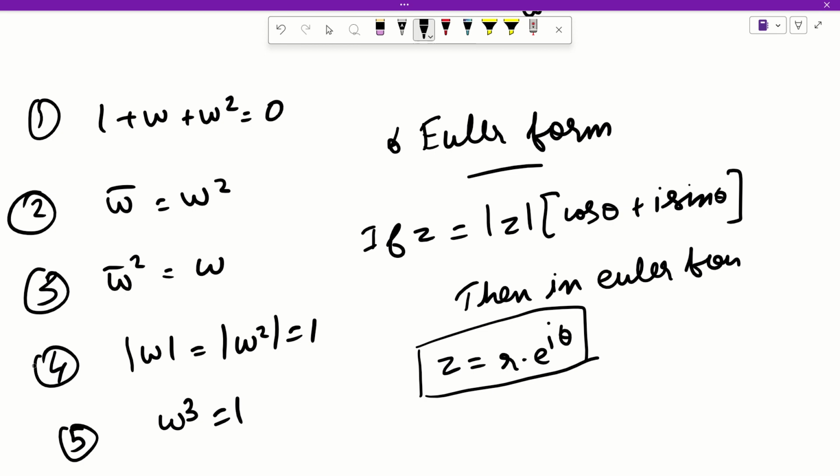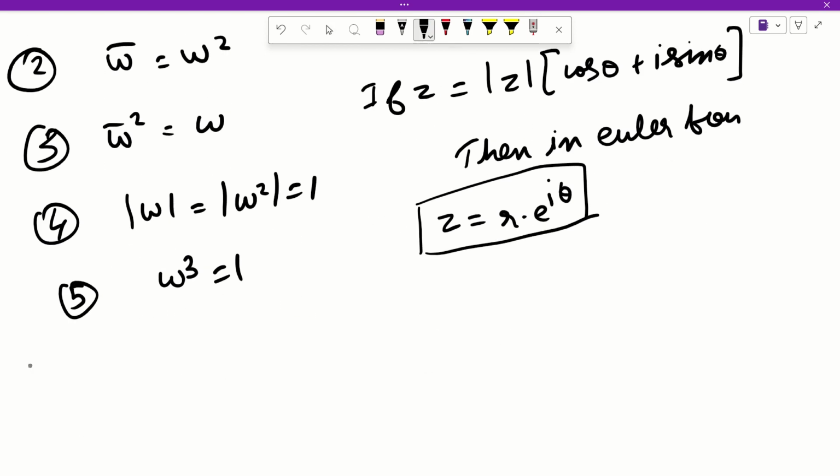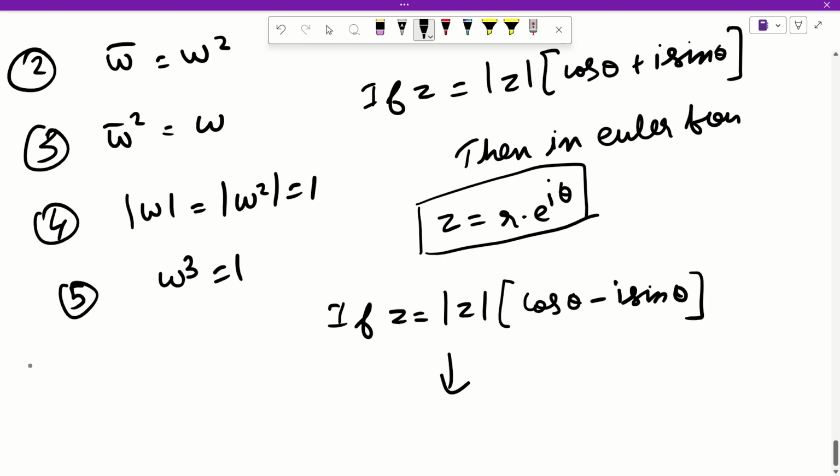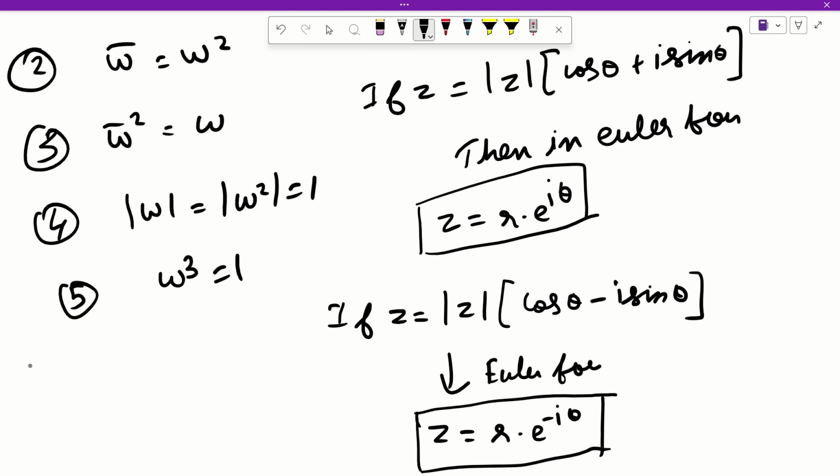Okay. Similarly, if z is equal to mod z into cos theta minus i sin theta, then its corresponding Euler form will be z is equal to r into e raised to minus i theta. Okay. These are important, guys. Please note it down. So this is it about the theory part of complex numbers and quadratic equations.